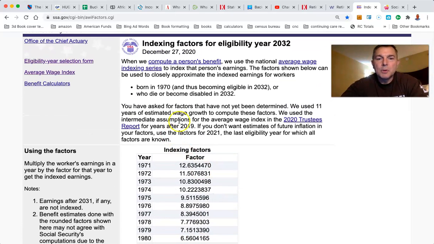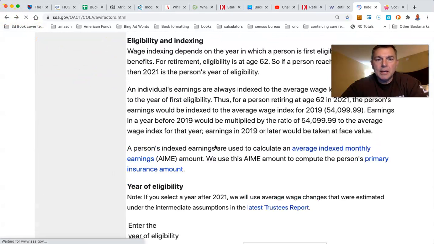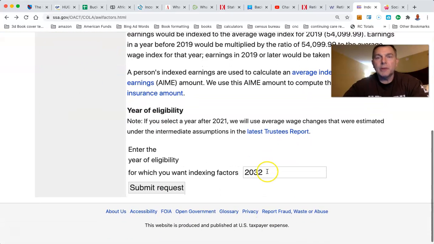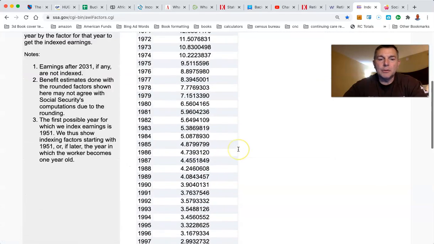They say, look, let's see here. If you don't want to use estimates, hold on a second. We are saying for retirement, eligibility is at age 62. So if a person reaches age 62 in 2021, then 2021 is his first year of eligibility. Well, my first year of eligibility is 2032, which makes my indexing numbers way different than what they're using.